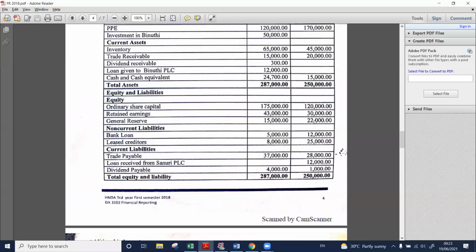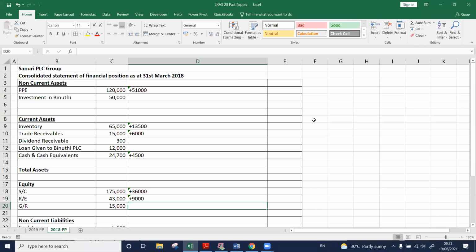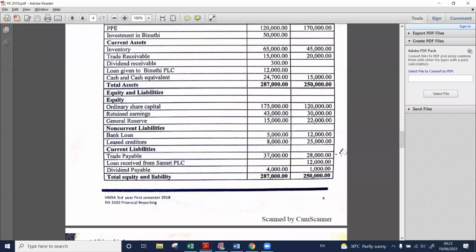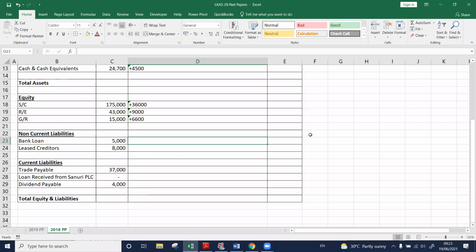General reserves, 22,000 into 30%, 6,600. Bank loan, 12,000 into 30%, 3,600.